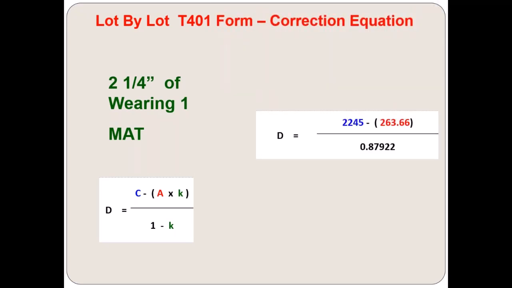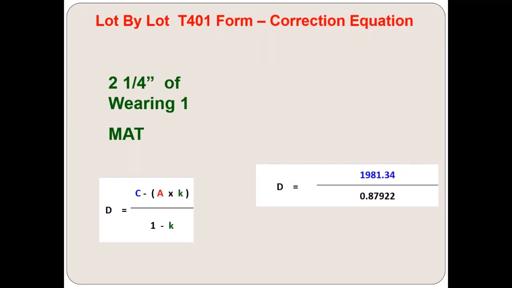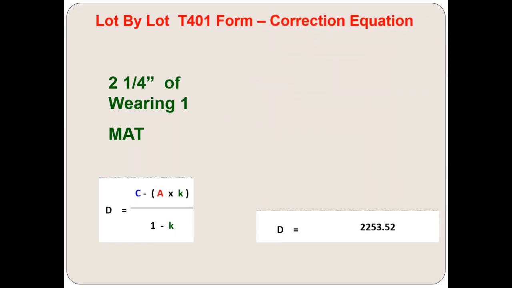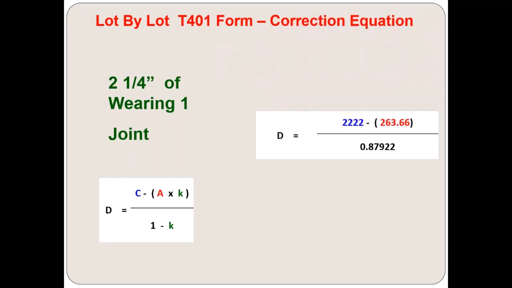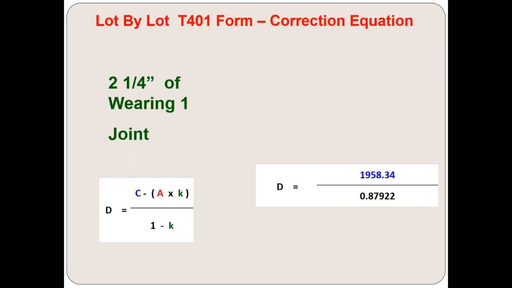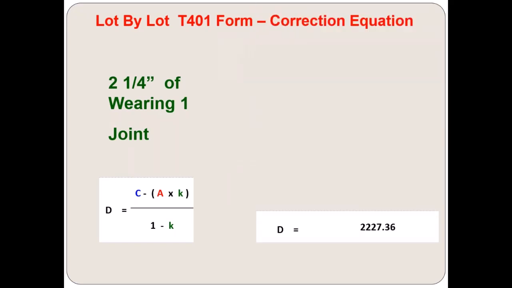We'll follow the order of operations, do inside the parentheses first. Do our subtraction, do our division, and we end up with 2254 as a mat density. We'll do the same thing for the joint. We had 2222, again 2183, 0.1278. Follow the calculations through, remembering not to round until the last step. And we had 2227 as a corrected density for the joint.